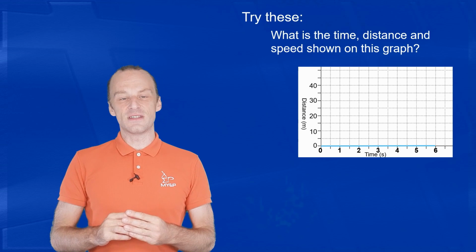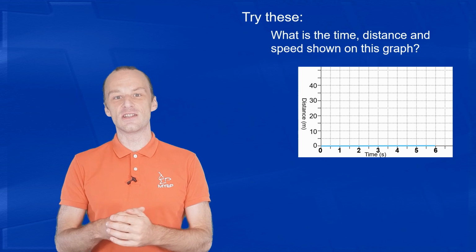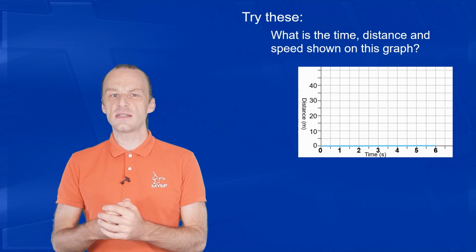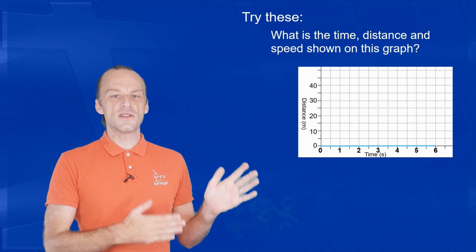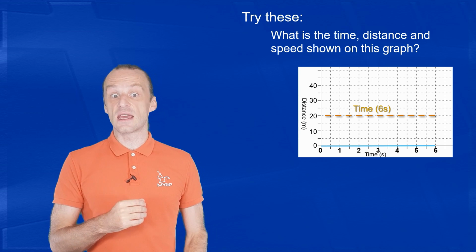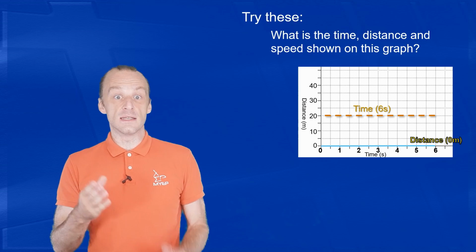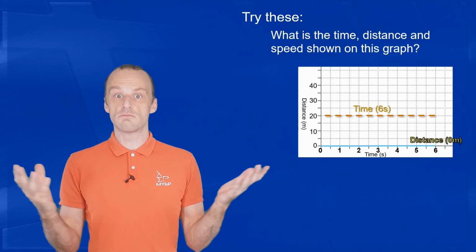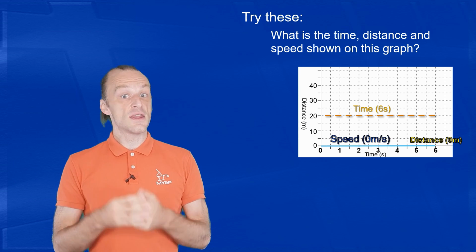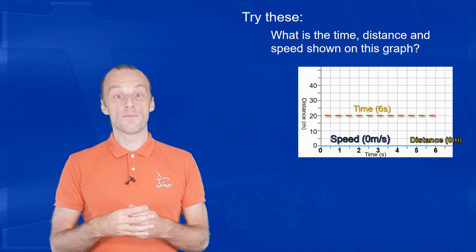What do you think the time, distance, and speed of this object is? Take a moment if you need to. Just use the same ideas as before, but there's something different here, isn't there? This graph is running for 6 seconds along the x-axis, but in that 6 seconds, it doesn't go up at all. The distance is 0, and 0 divided by 6 is 0. So this speed is 0 meters per second. The object is not moving, and the gradient of the line is 0.